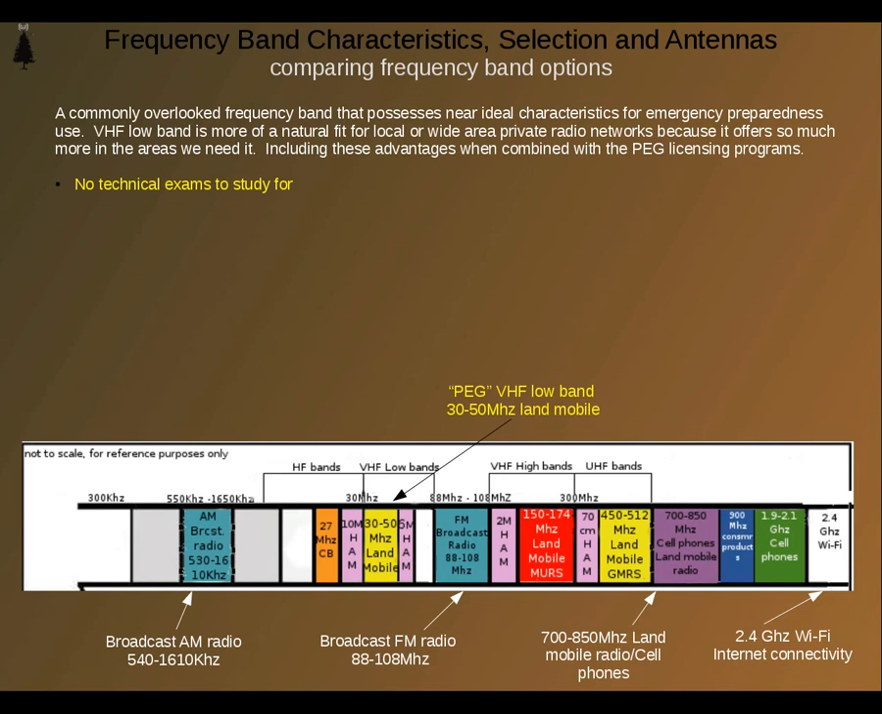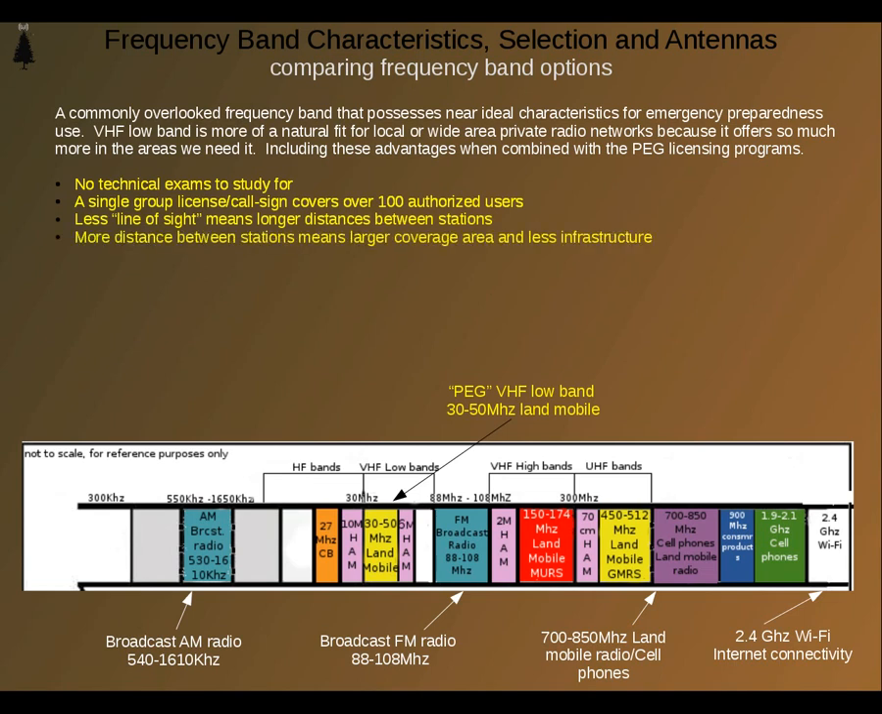No technical exams to study for. A single group license or call sign covers over 100 authorized users. Less line of sight means longer distances between stations. More distances between stations means larger coverage area and less infrastructure.